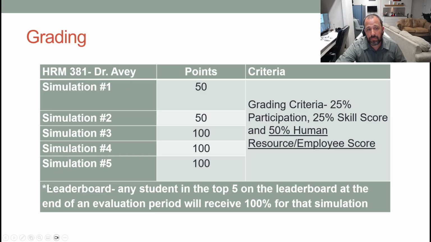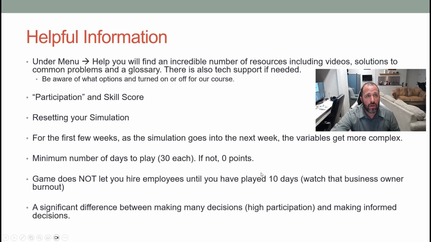Now here's the asterisk. Any student in the top 5 in the leaderboard at the end of the evaluation period will get 100% for that simulation. Why does that matter? If you can't figure out how to do benefits and training and onboarding, like all the HR things to make your employees happy, if you can't figure that out, but you're just a shredder, you can win this game. You can just, as a strategy, shoot for the leaderboard every time. So no matter how bad your score is here, anywhere up there actually, if you're in the top 5 in the leaderboard, that's 100%.